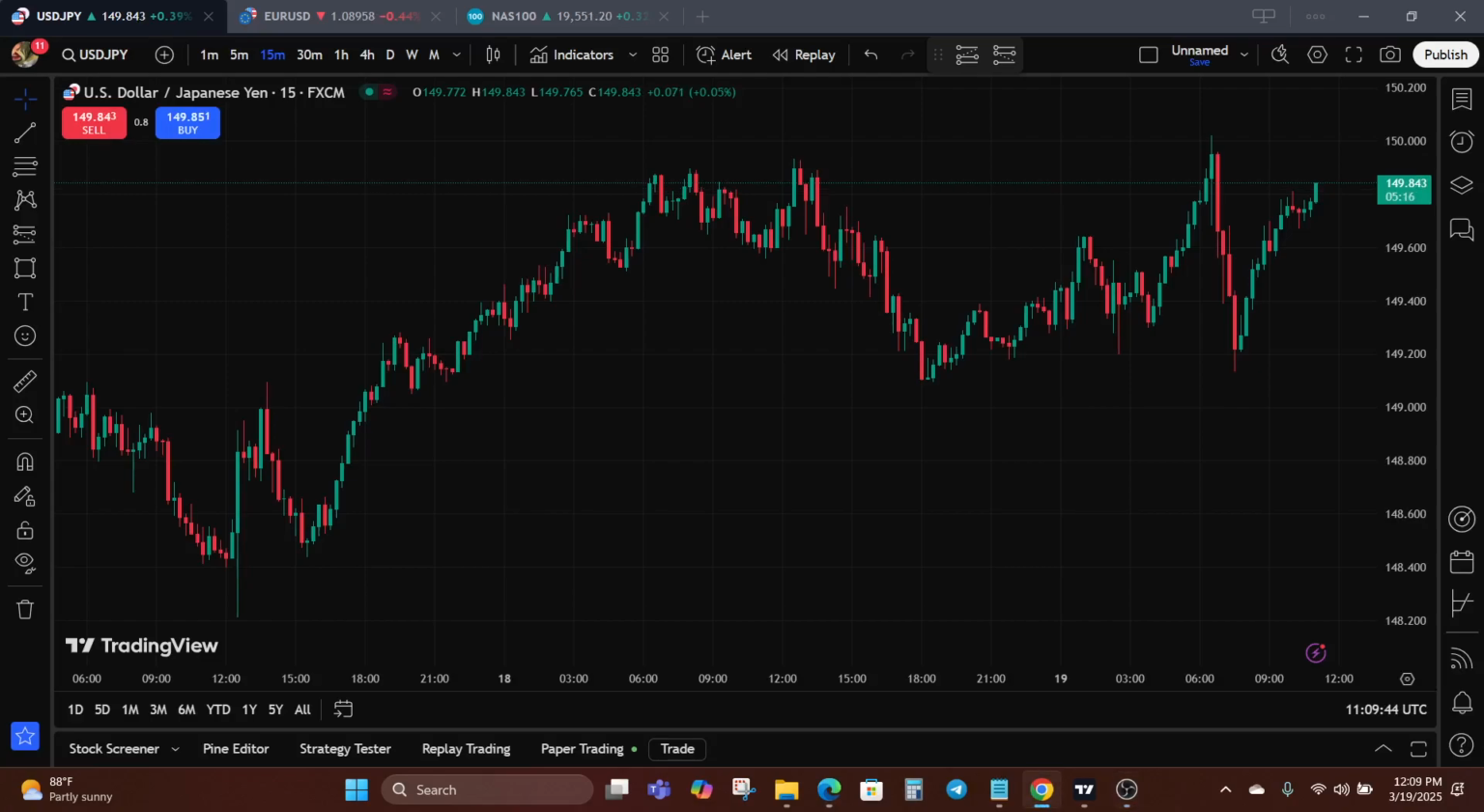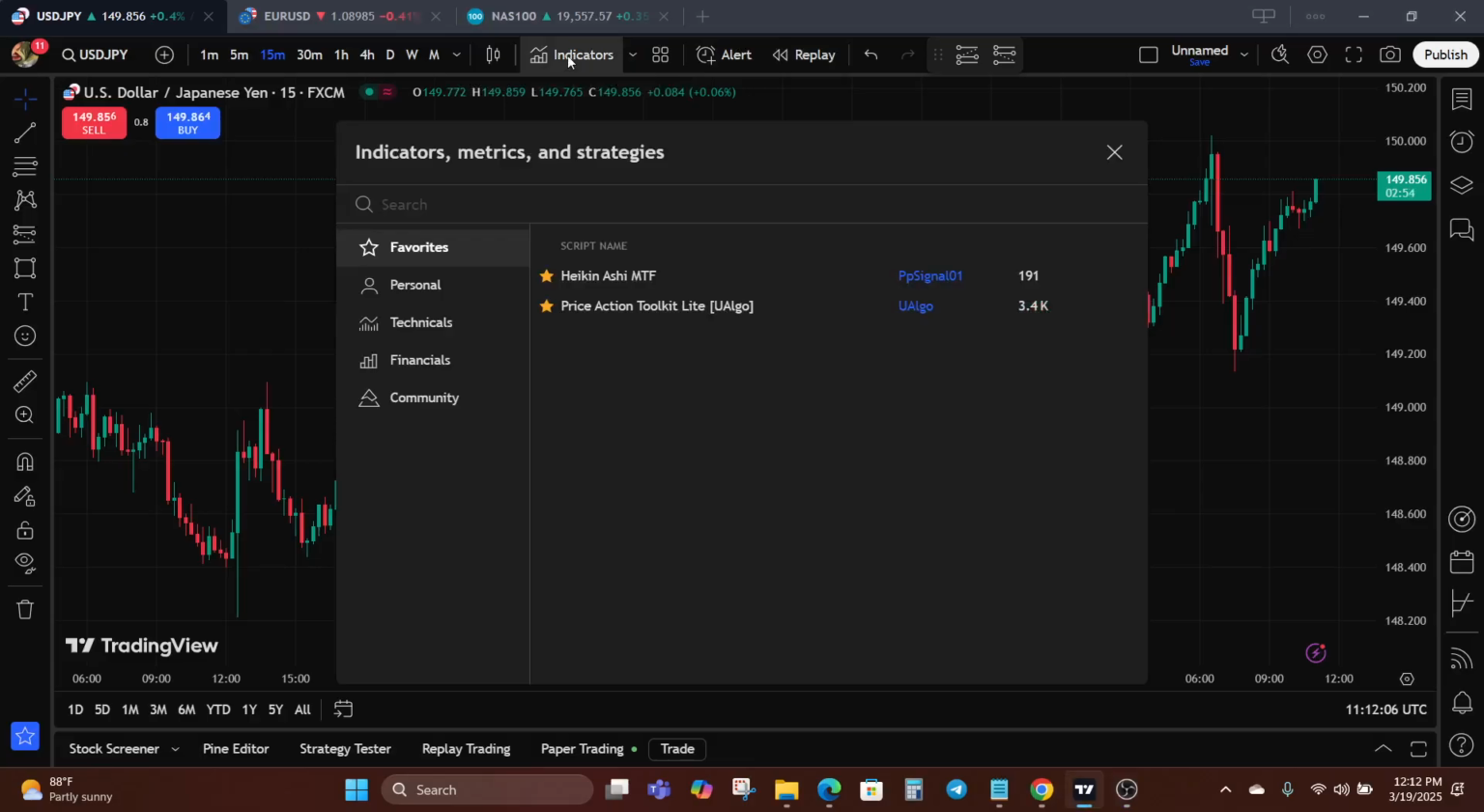Now, the best all-in-one indicator actually depends on your trading style. But we are going to be looking at some of the most powerful and widely used indicators that combine multiple aspects of trend analysis, momentum, and volatility. So first of all, let us look at the combo of the Super Trend and RSI indicators.